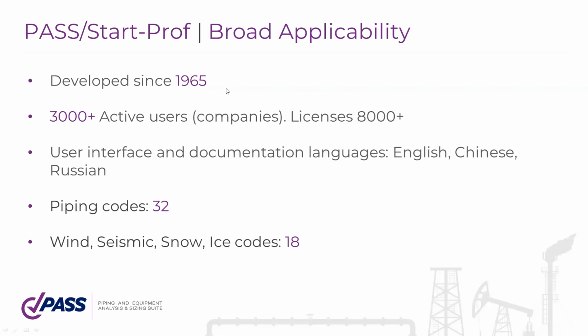A quick description of StarProf software. It was developed in 1965. At this moment we have 3,000 users. We have a user interface in English, Chinese, and Russian languages. We have 32 piping codes and 18 wind, seismic, snow, and ice codes.